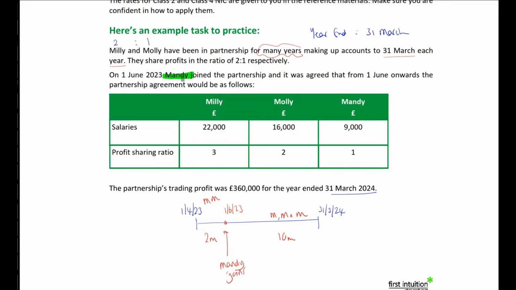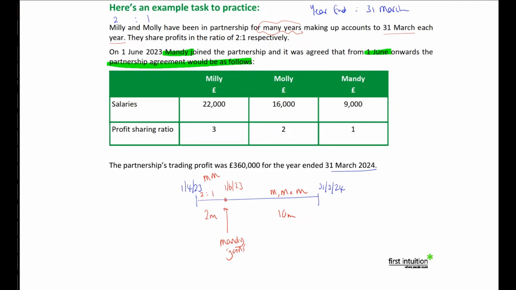So Mandy has joined the partnership and it's agreed that from the 1st of June, the partnership agreement would be as follows. They're changing their profit sharing ratio from this 2:1 ratio that they enjoyed until Mandy joined, and they've now got a new arrangement whereby everybody's going to take some salaries and the profit will be shared 3 to 2 to 1. So our cake will be divided into 6 pieces now. Millie will get 3 out of the 6 pieces of the cake, Molly will get 2 out of 6, and Mandy, as the new joiner, will get 1 out of 6.